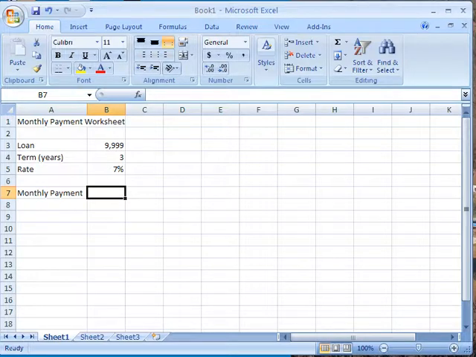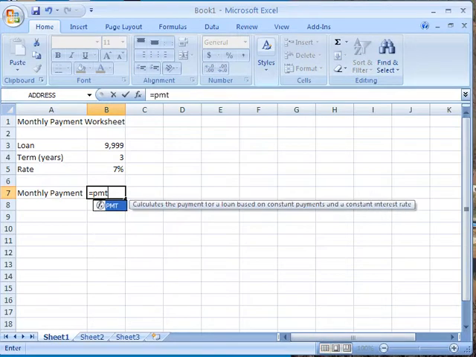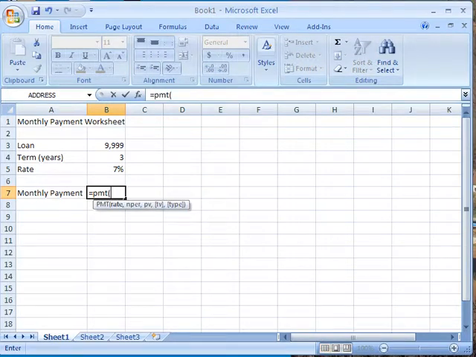The shortcut way is to simply type in equal followed by the function name. You then get a tooltip that tells you what to enter. The first thing is rate. In this case, I have rate in B5, comma. The number of periods is the number of payment periods, the term in other words, so 3 years, comma. PV is the present value of the loan, and that's $9,999.